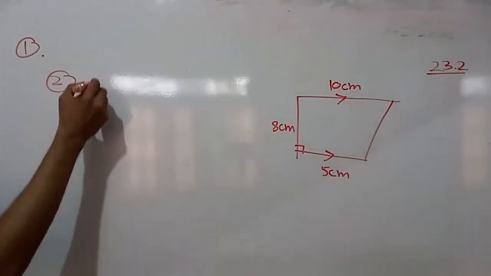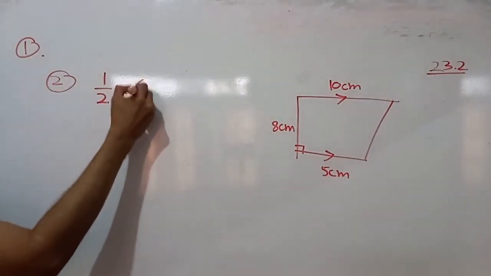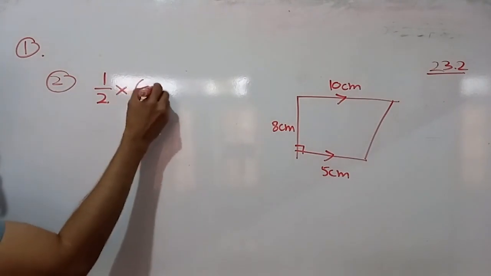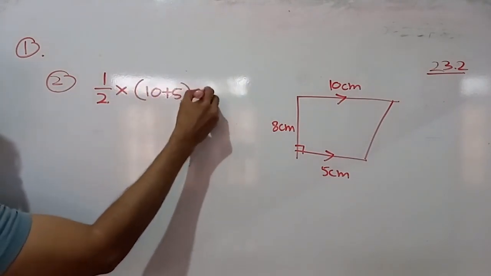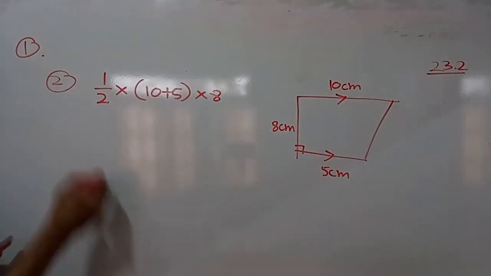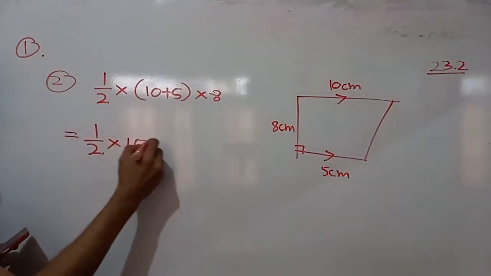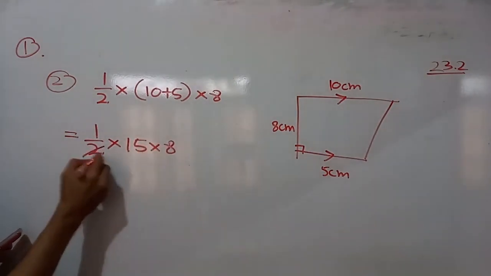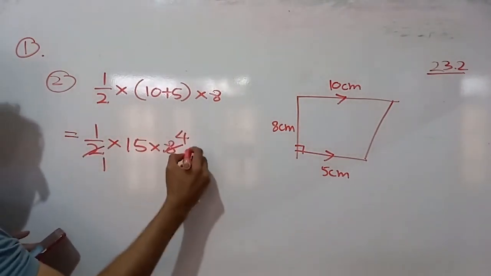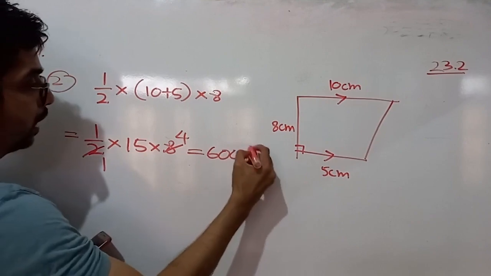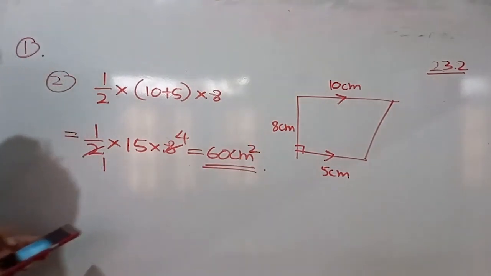All lengths are measured in centimeters. So what will be the area? Half into the opposite sides. So that will be 10 plus 5. Then multiply that by 8. So A equals half multiplied by 10 plus 5. That is what? 15. Then 8. 2 times 1, 2 times 4. 15 times 4. That is what? 60. That is square centimeters.